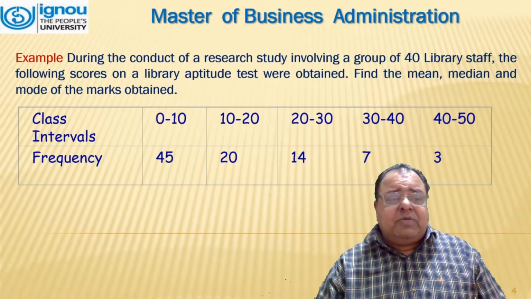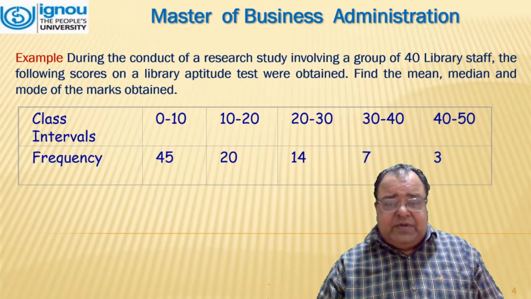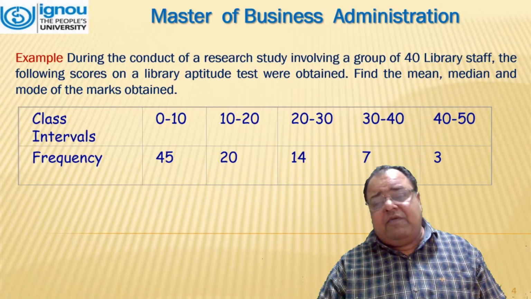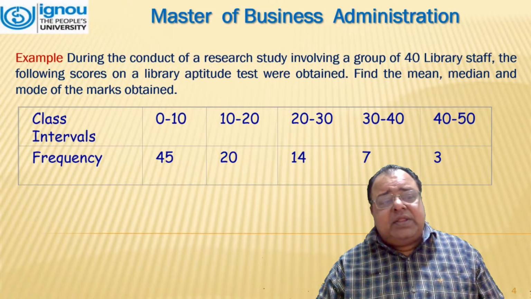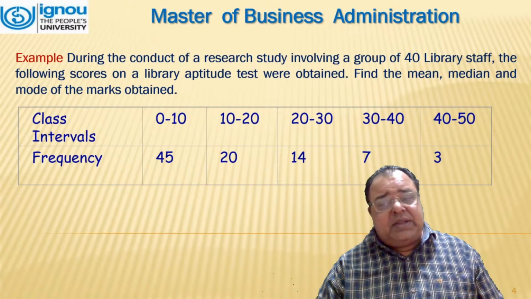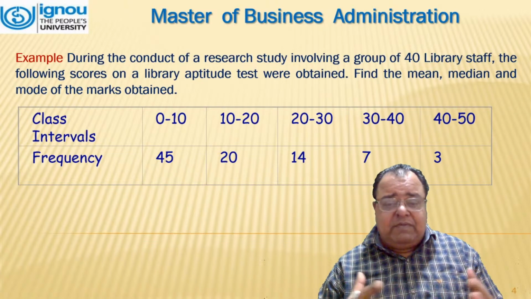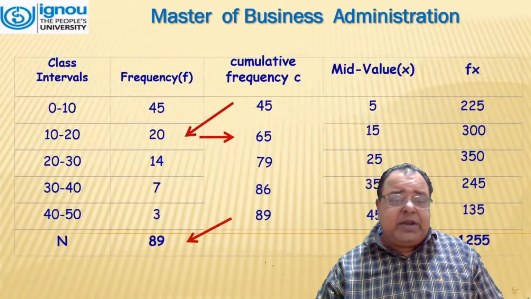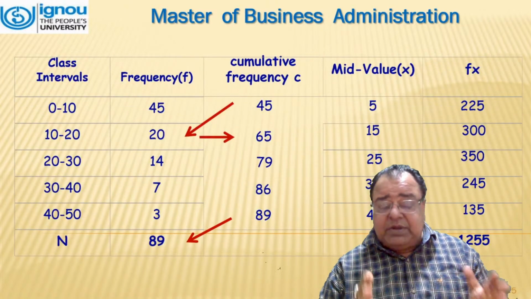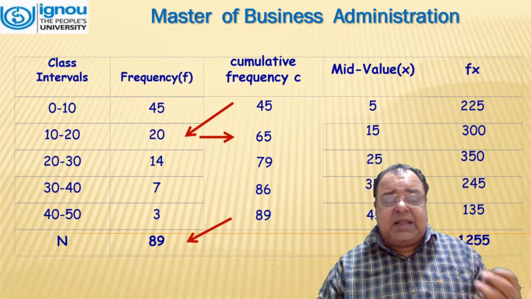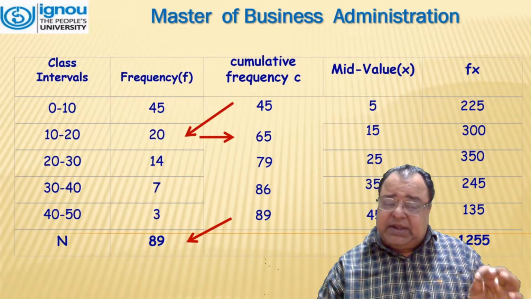practically. Suppose we have, during the conduct of a research study involving a group of 40 library staff, the following scores in a library attitude test were obtained. Find the mean, median, and mode of the marks obtained. This is the basic problem which is given to us. We will reframe it in this form. That means column number 1, that is class intervals, and frequency is given to us.